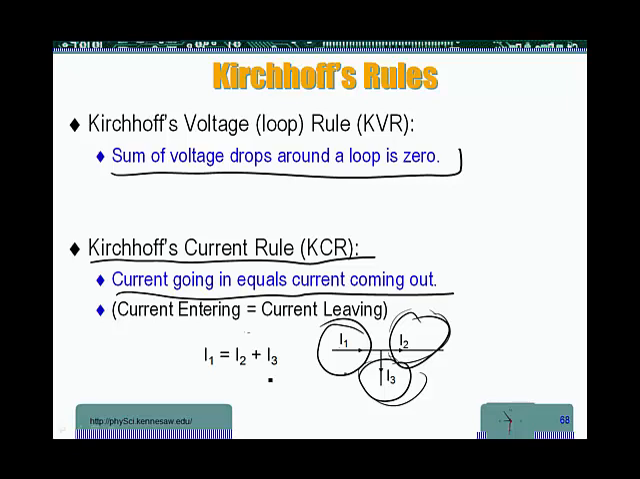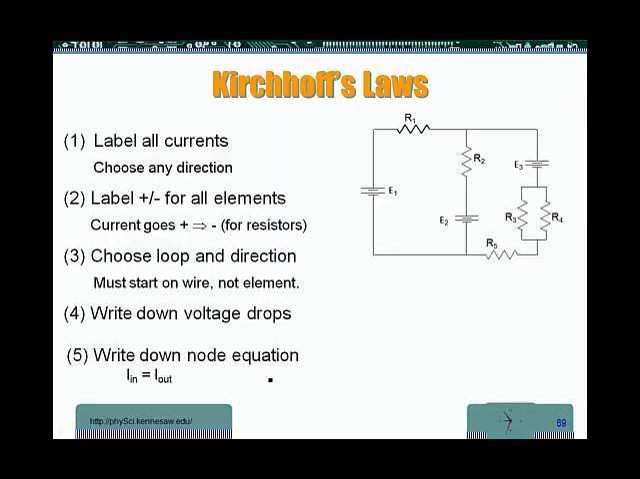These are the rules. So how do we apply them? This is what we do. First, we label all currents. You notice here the circuit, I purposely put it there without any currents. And notice we have more than one power source, E1, E2, and E3. We have several of them. Now, to label all currents, look what it says.